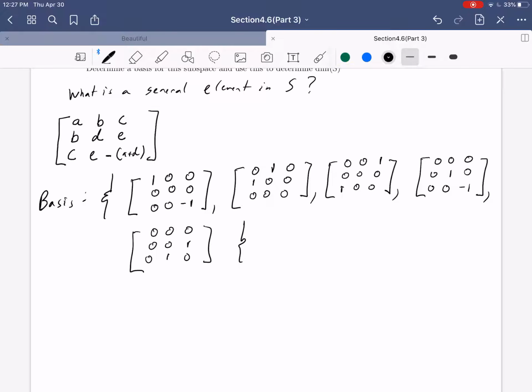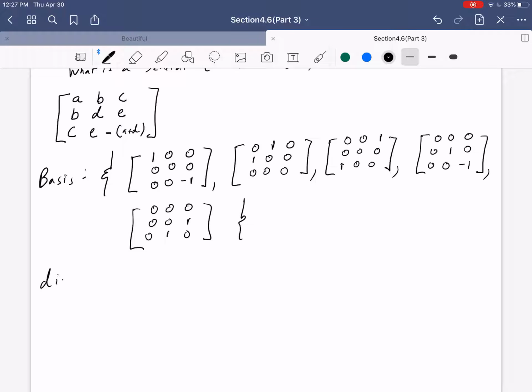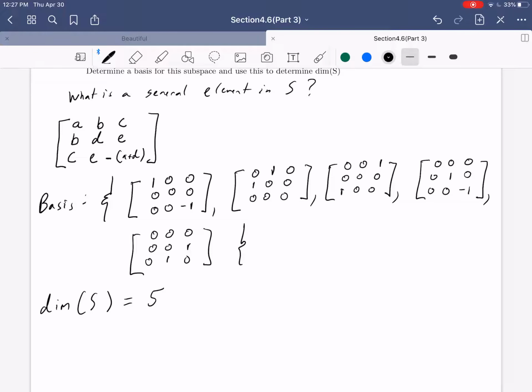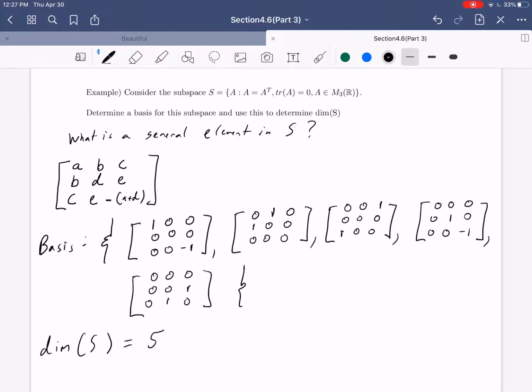What does this tell us then? Well, this would tell us the dimension of S, right? Well, there are 1, 2, 3, 4, 5 vectors in here. So the dimension of S is 5. Notice that this also satisfies the first comment we made at the beginning of this video. We know that the dimension of this vector space overall is 3 times 3, which is 9. And of course, our subspace has dimension equal to 5, which is less than or equal to the dimension of the overall vector space.